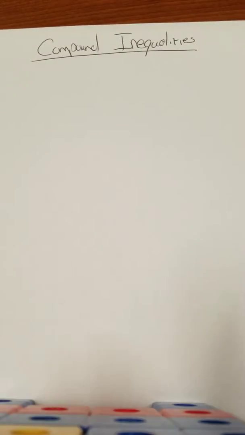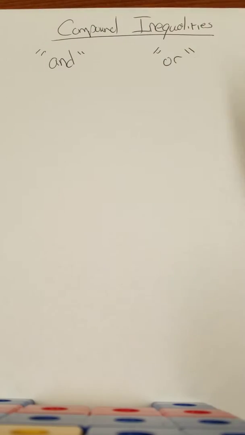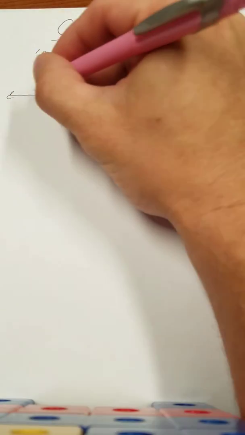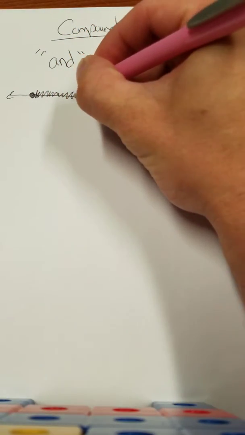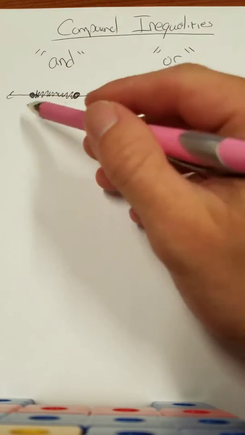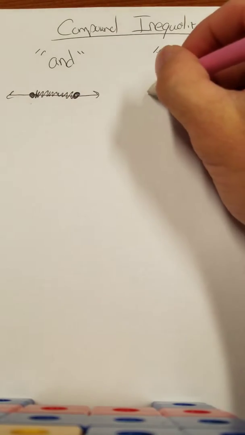All right, compound inequalities. Compound inequalities means there's more than one thing going on, and there are two different types of inequalities. We call them and inequalities and or inequalities. And inequalities mean that when we graph them on a number line, the two things come together. It's greater than this, and it's also less than that. So both things can happen at the same time.